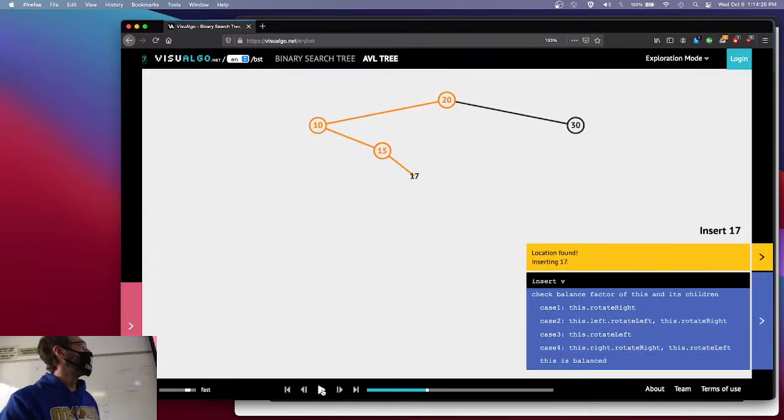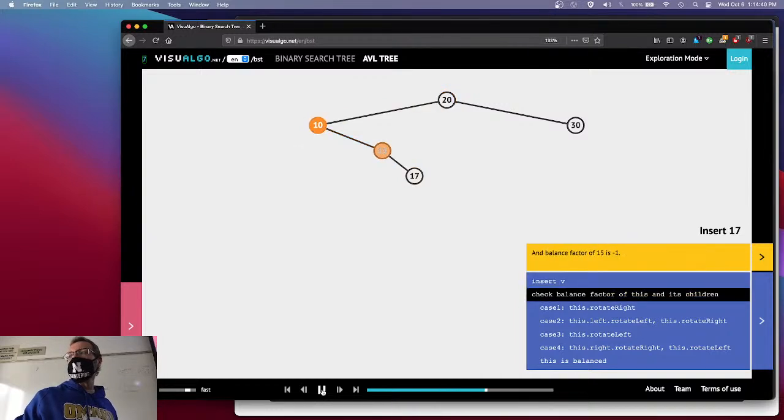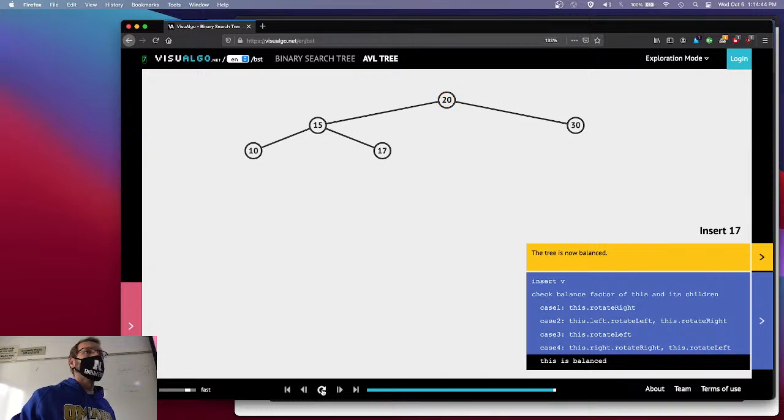Pause. What is the balance factor of 10 now? -2. It's unbalanced to the right. So what kind of rotation is going to occur? A left rotation about 20, meaning that 15 becomes the new node there.